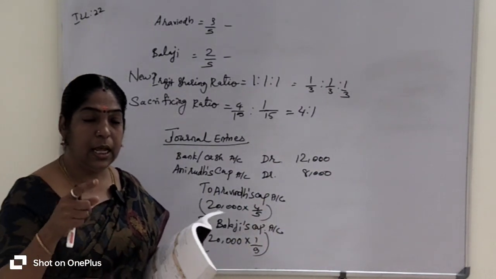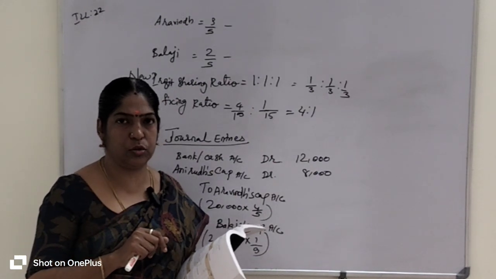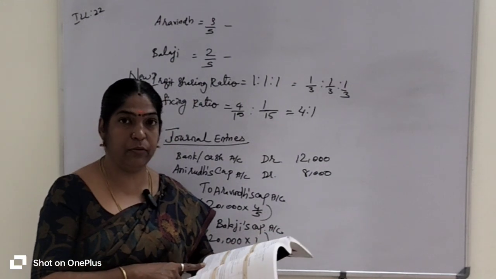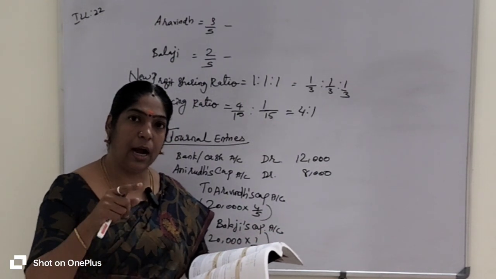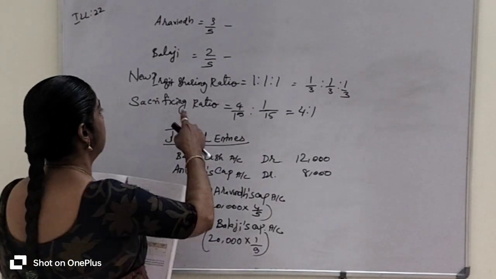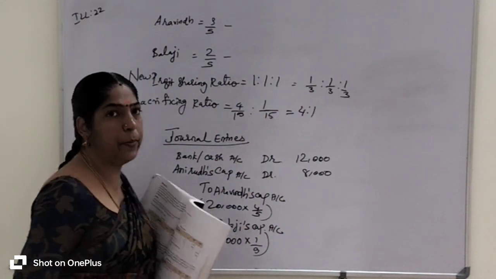Listen here carefully. They have not always given the old profit sharing ratio. In this illustration sum number 22, they have given the old profit sharing ratio and a new profit sharing ratio. So what is the new profit sharing ratio? 1:1:1. 1:1:1 means 1/3:1/3:1/3.